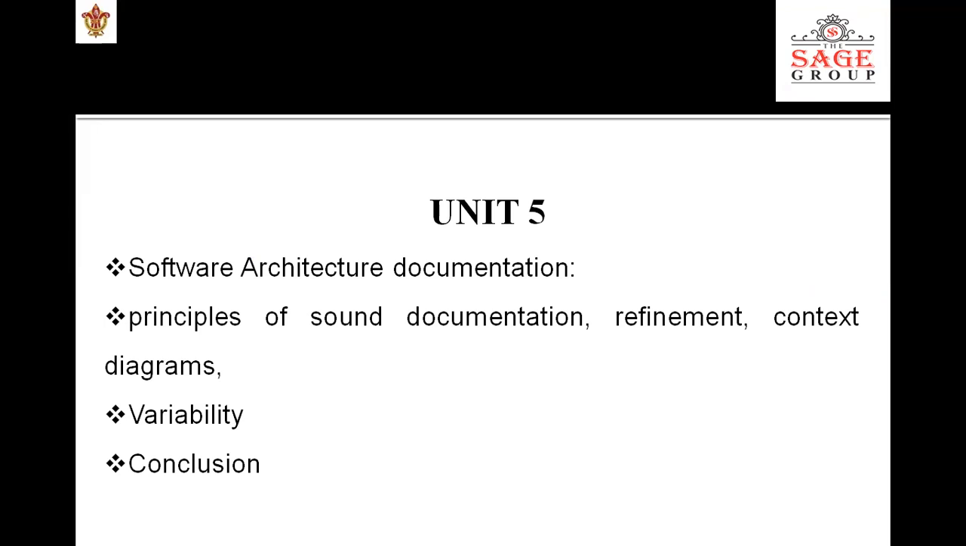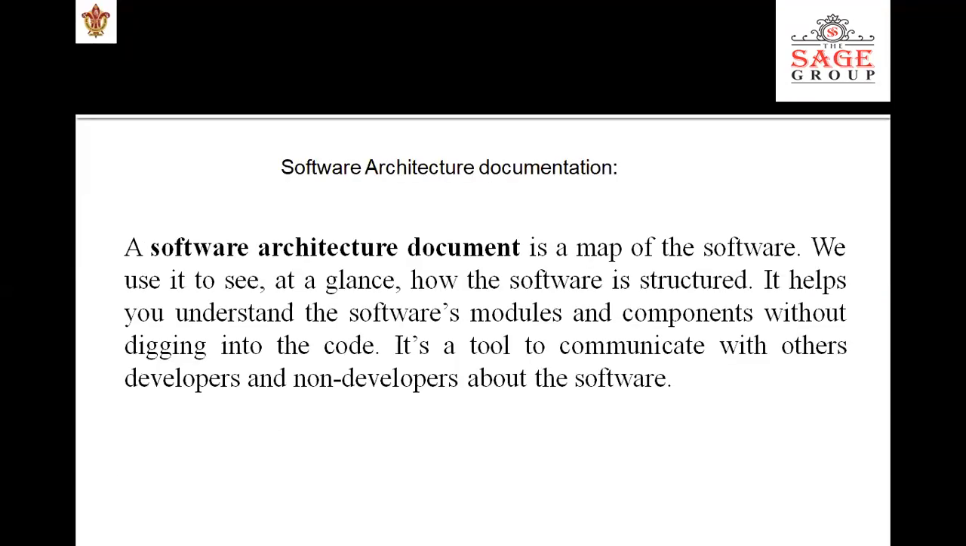So software architecture documentation, what it defines, I will tell you here. A software architecture documentation is a map of the software, right? We use it to see at a glance how the software is structured, as I covered in the previous lecture. So it helps you understand the software's modules and components without digging into the code. It is a tool to communicate with others, developers and non-developers, about the software.